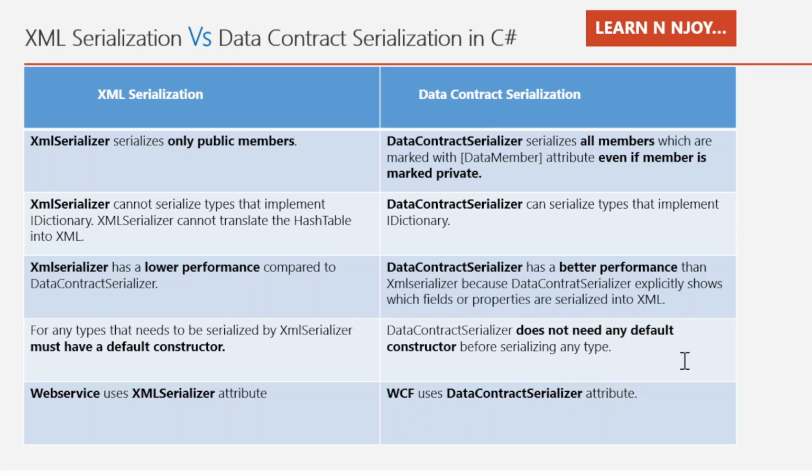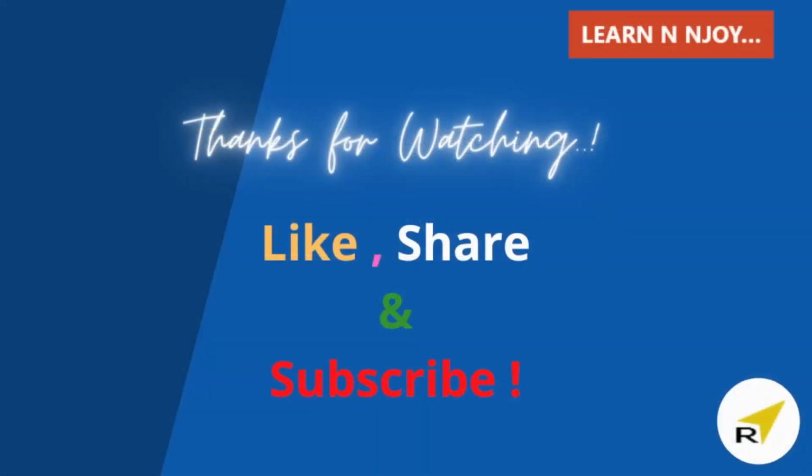Now that brings me to the end of my session. To sum up, in this video we saw what XML serialization in C# is and how and when to use it in a program. Then we saw a couple of examples of XML serialization and deserialization with class objects, nested class objects, DataSet objects, etc. After that, we talked about the limitations of XML serialization, and finally we compared XML serialization with data contract serialization.